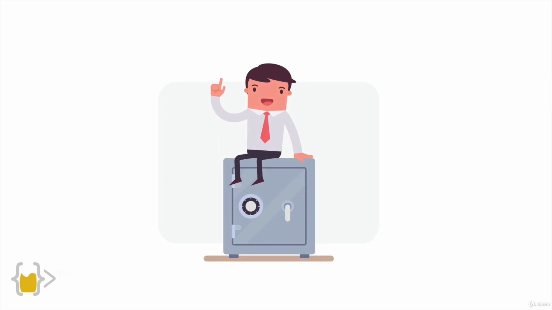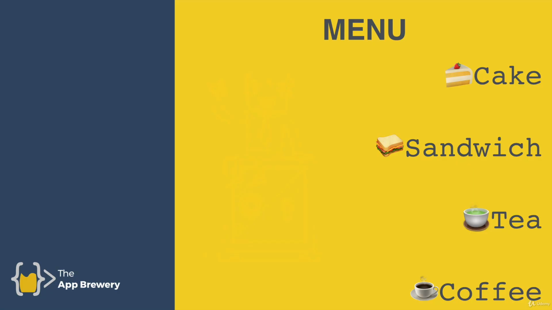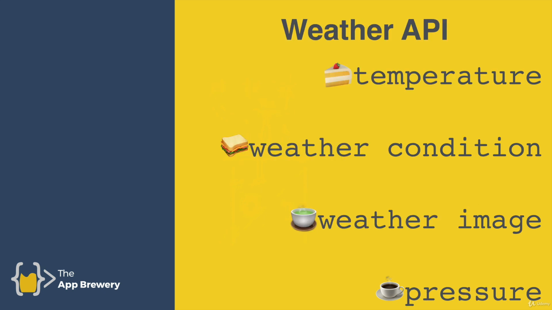So how can these websites tell you what are the things that you can actually access from them and how to do that? Well, if we were in a restaurant, then they might provide that information in the form of a menu, right? So at this restaurant, you can buy cakes, you can buy sandwiches, tea, and coffee. And for a service like a weather API, say like Open Weather Map, then the kind of data that you can access include things like the temperature, the weather conditions, the weather images, and maybe the atmospheric pressure.